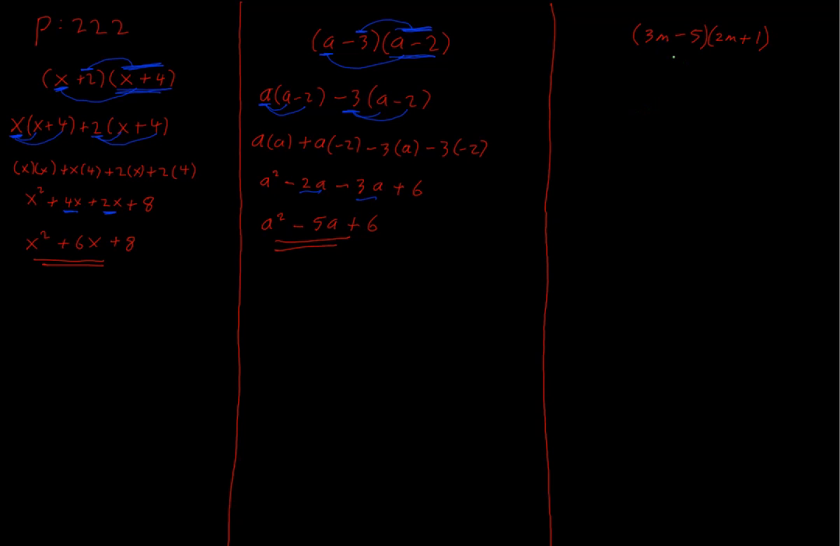Last question we're going to do. Exactly the same steps. I have two brackets multiplied together, so brackets sitting next to each other mean multiply. And I'm going to take the first thing in my first bracket, multiplied by everything in my second bracket, second thing in my first bracket, multiplied by everything in my second bracket.